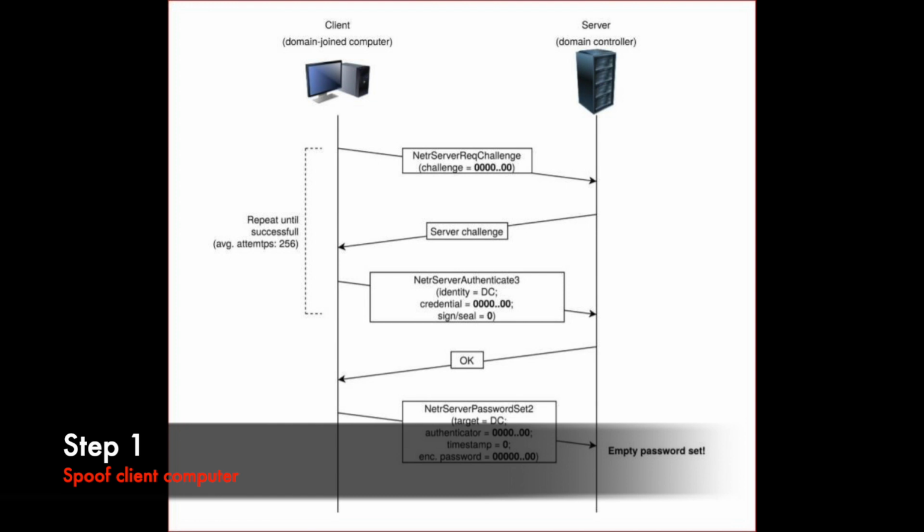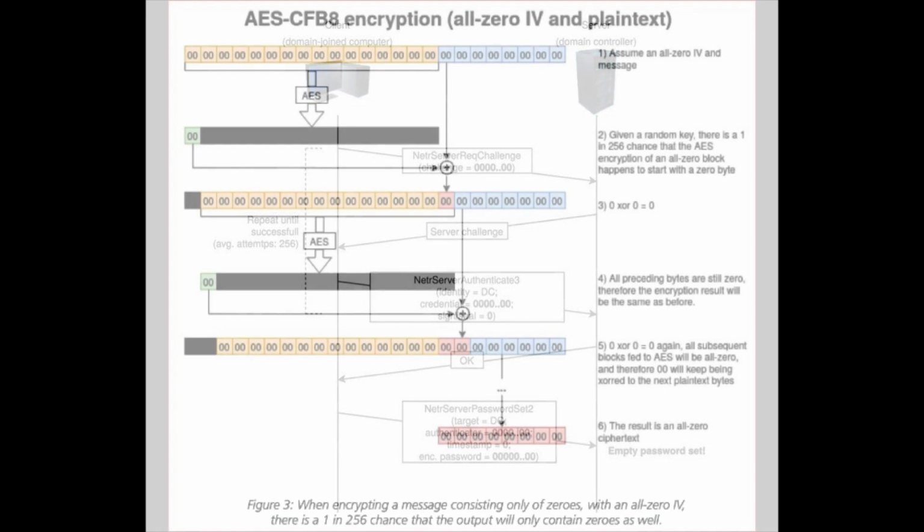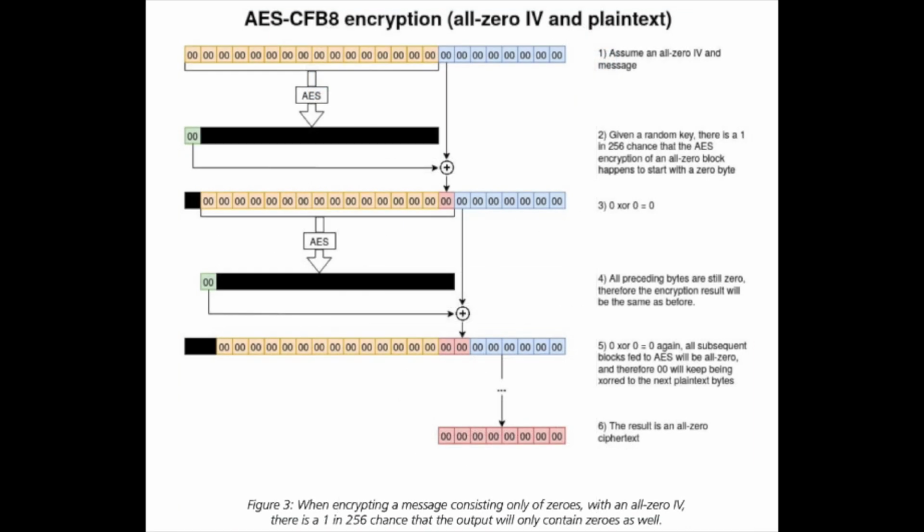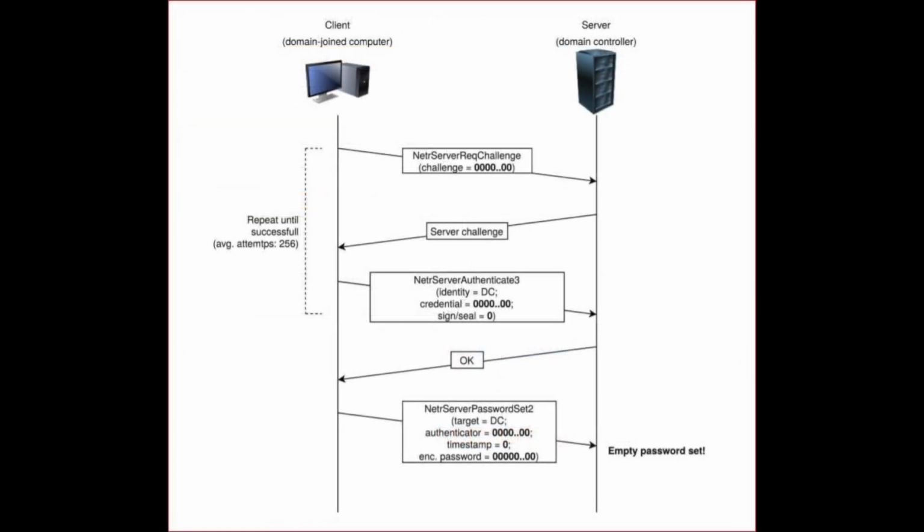These challenges, along with credentials stored locally, are used to create a session key. 1 out of 256 times the result will be a ciphertext of all zeros. The attacker never even needs to know the session key. What makes matters worse is the domain controller allows an unlimited number of requests without ever denying access.